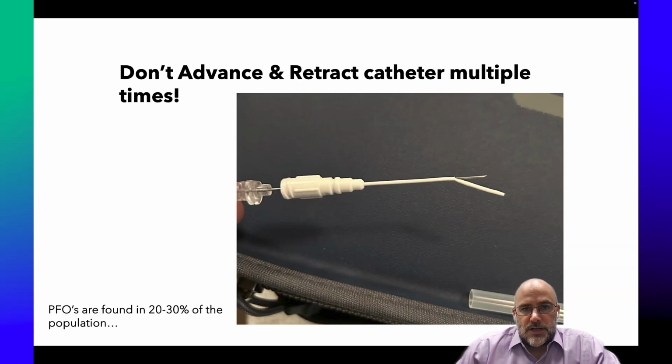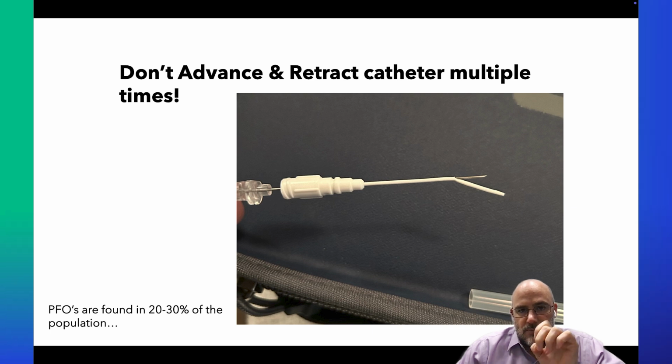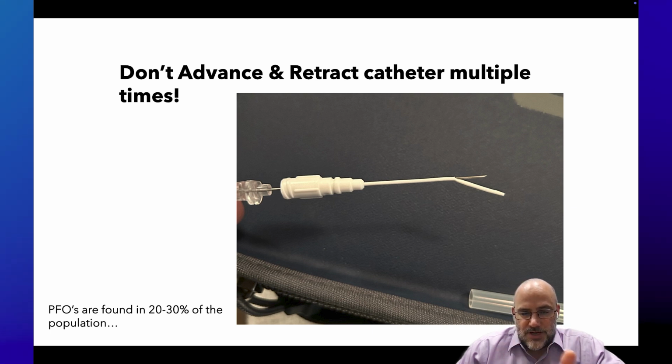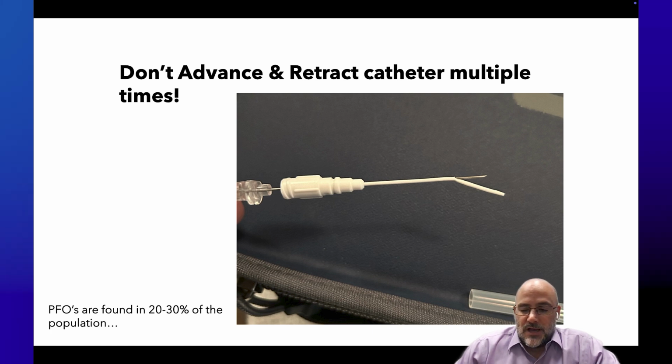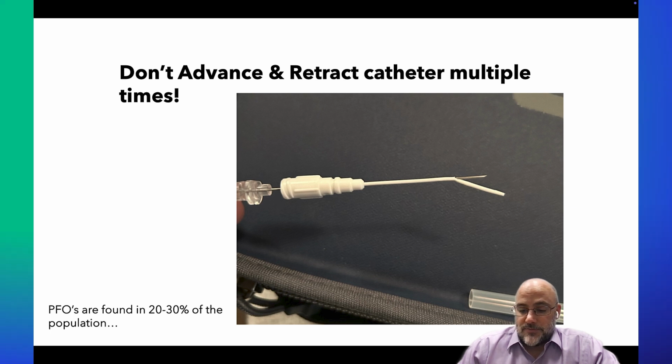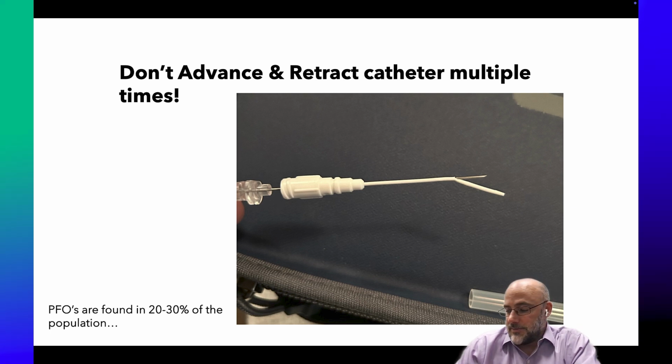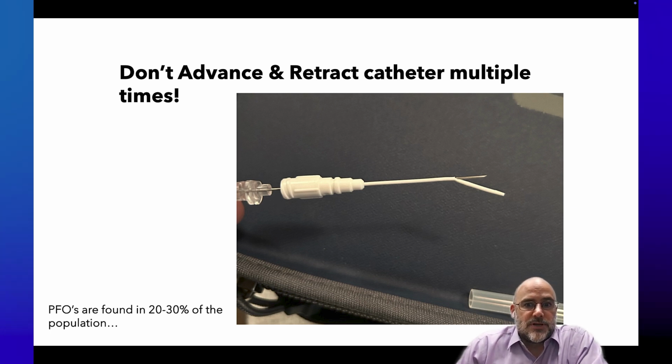And then importantly, you don't want to advance your catheter, pull it back, try again, all that, because you could end up with something like this, especially if you have a steep angle. And you don't want to have someone fish a piece of plastic out of the patient's lungs, or even worse, if they have a PFO, out of their cerebral arterial circulation.